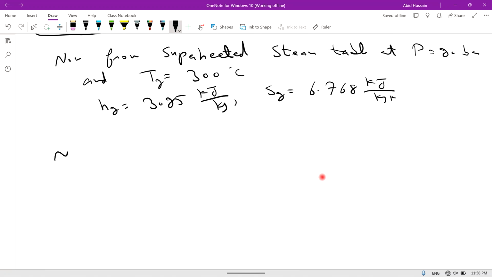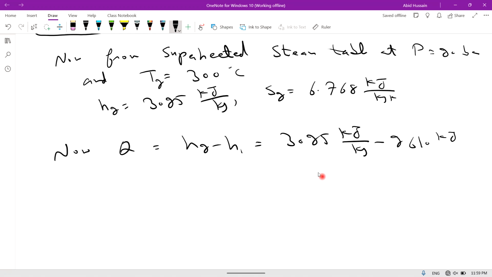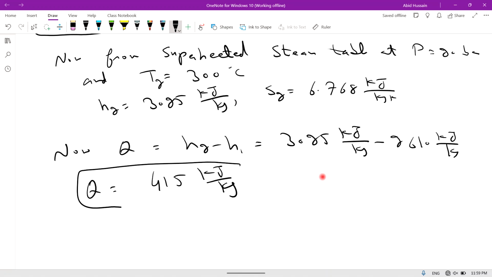Now heat supplied Q is equal to H2 minus H1, which is equal to 3025 kilojoule per kg minus H1. H1 is 2610 kilojoule per kg. So Q is equal to 415 kilojoule per kg. This is heat supplied.